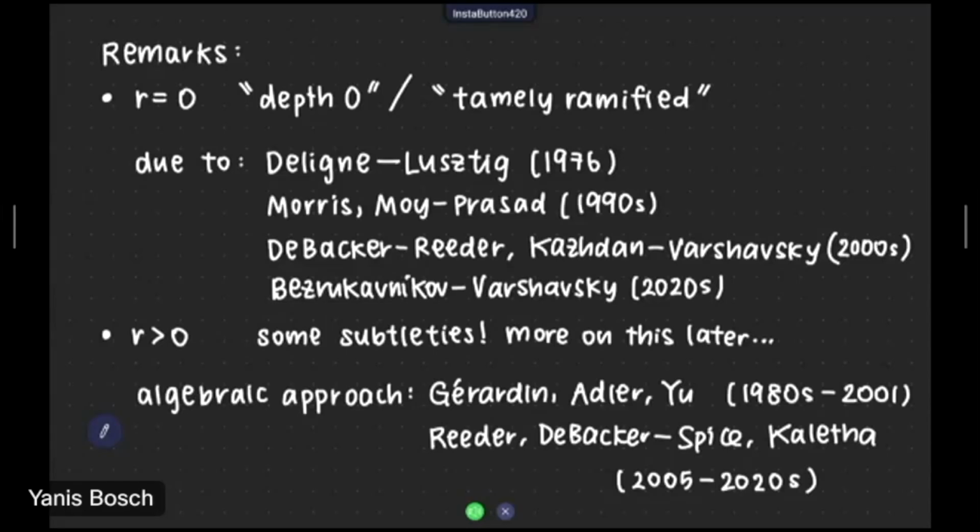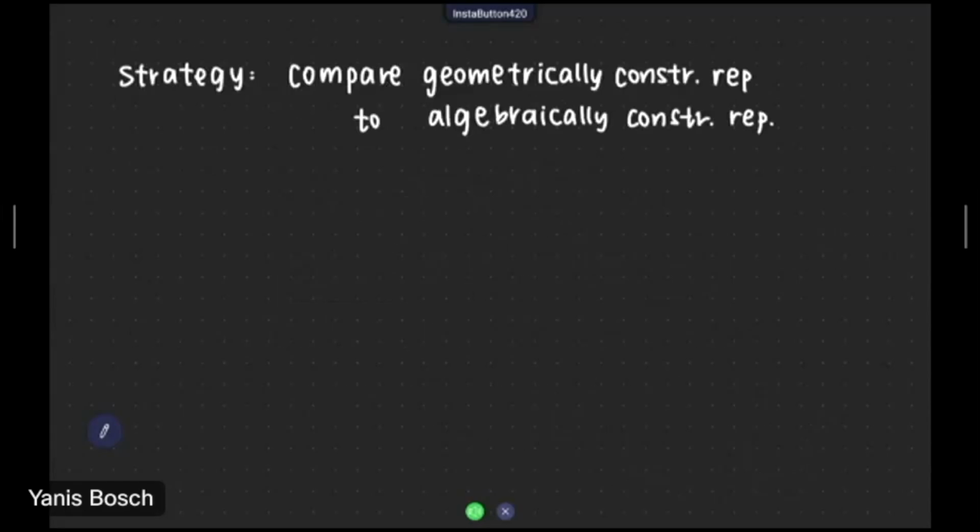Okay. So the strategy here is I have constructed some geometric representation, some representation that comes from geometry, and I know that other people have studied it from algebraic perspectives. I want to build a bridge between these two things in order to give an answer to what representations I am getting from the geometry. And so the strategy is to compare these two representations, the geometric one and the algebraic one.